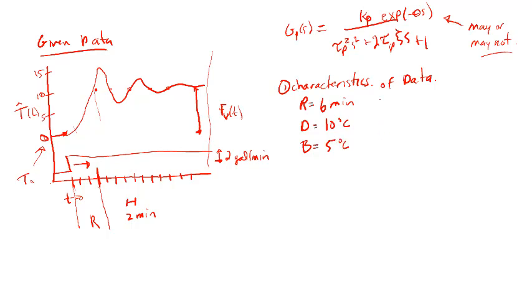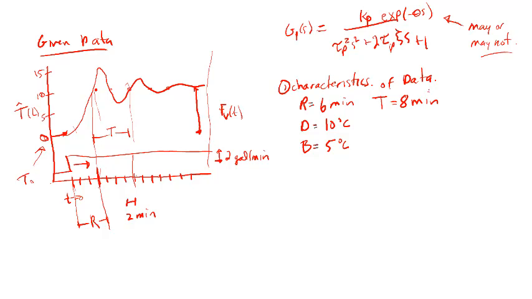Other characteristics are going to be T, the period of oscillation. So the period of oscillation, it would go right here, from here to here, so this is T. And so T for this process is going to be 4 intervals of 2, so this is going to be 8 minutes.